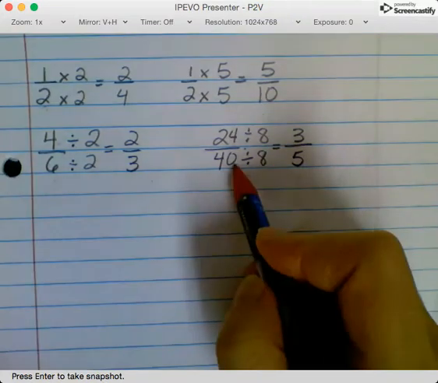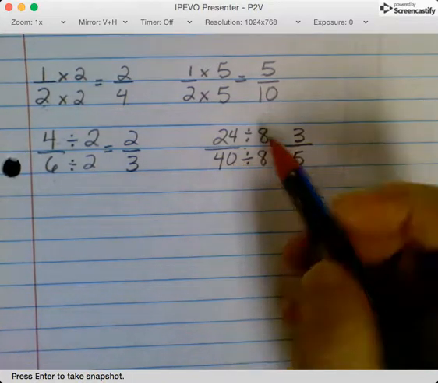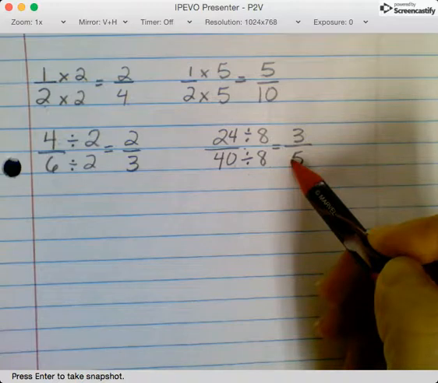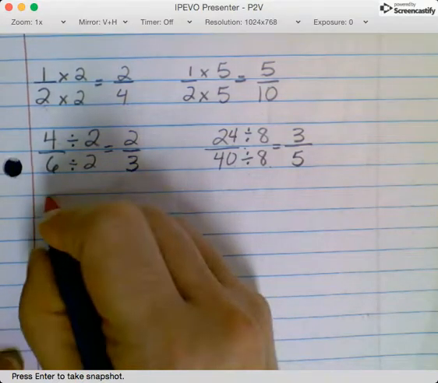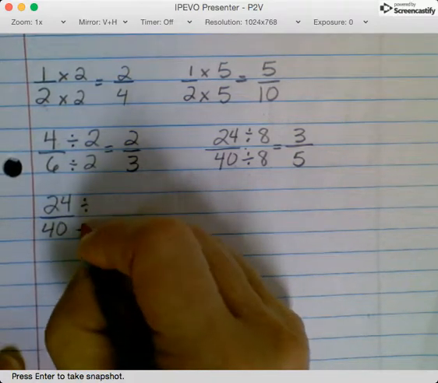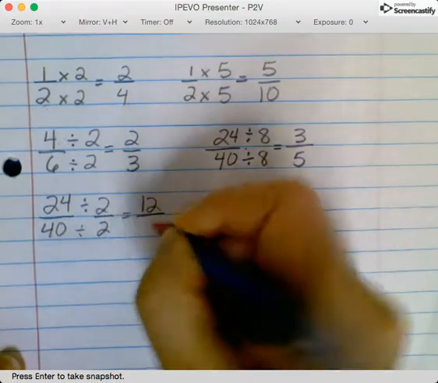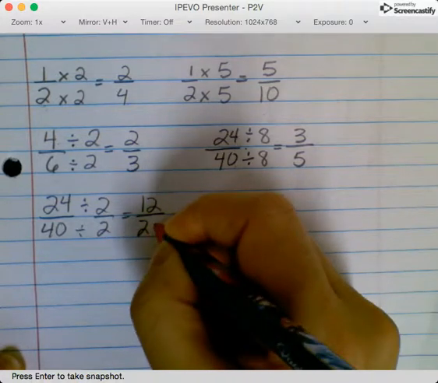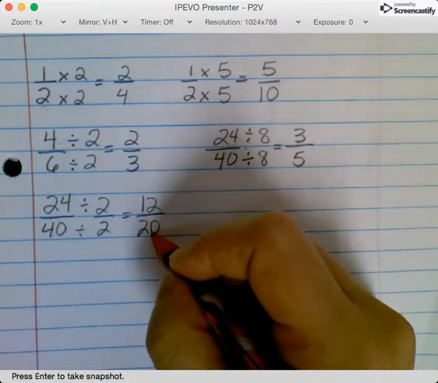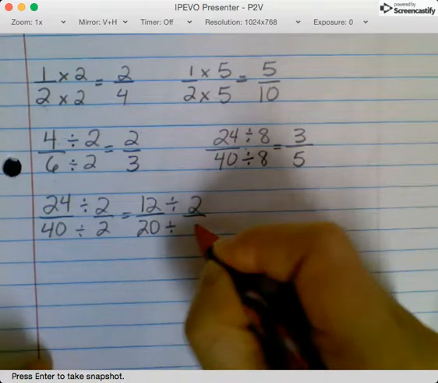So this comes in handy, especially when you are trying to put numbers in simplest form. If you divide by something and then you discover that it can also be divided again. So let's say I decided to divide 24 and 40 both by 2. So 24 divided by 2 is 12. 40 divided by 2 is 20. I know that 12 and 20 can both be divided again. So I just keep dividing if I want to put them in simplest form.